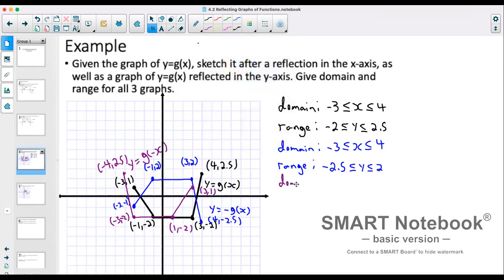Okay, looking at our one reflected horizontally now, so over our y-axis. So our domain looks like we went from -4 to +3. Now you'll see that is the same as our original, except we've multiplied each of these by -1 and changed their locations. Our range, when we look at this, we go from -2 to +2.5. So if we reflect over a y-axis, our range stays the same.